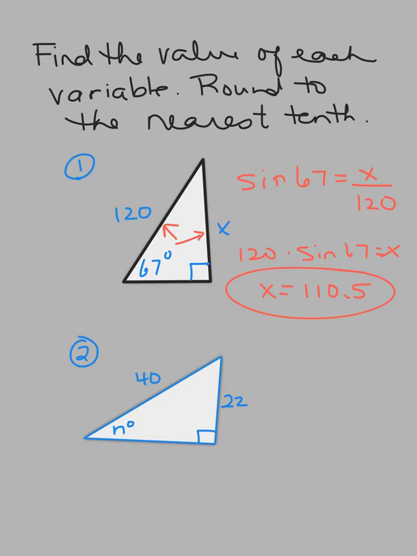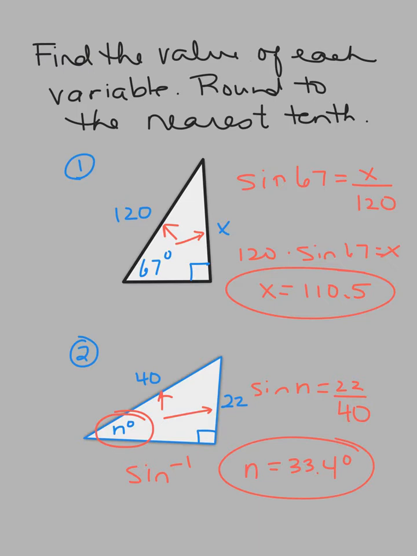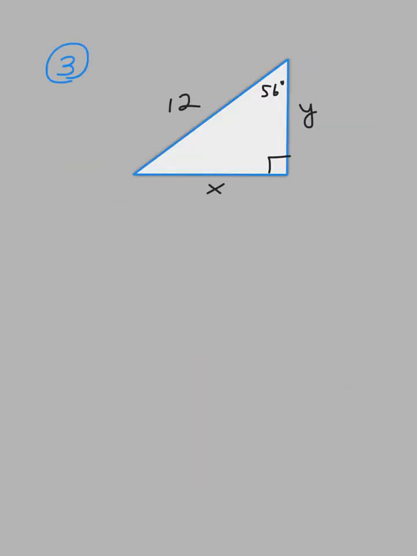In number 2, I'm given measurements of my triangle, but I need my angle. So when looking at my angle N, I also have my opposite over my hypotenuse. So that's going to be sine of N is equal to 22 over 40. I'm going to put that in my calculator. I'm going to use that inverse sine key again that we used in the last lesson. And I have N is equal to 33.4 degrees. I have to remember to use that inverse key whenever I'm looking for the measurement of an angle, not the measurement of a side.